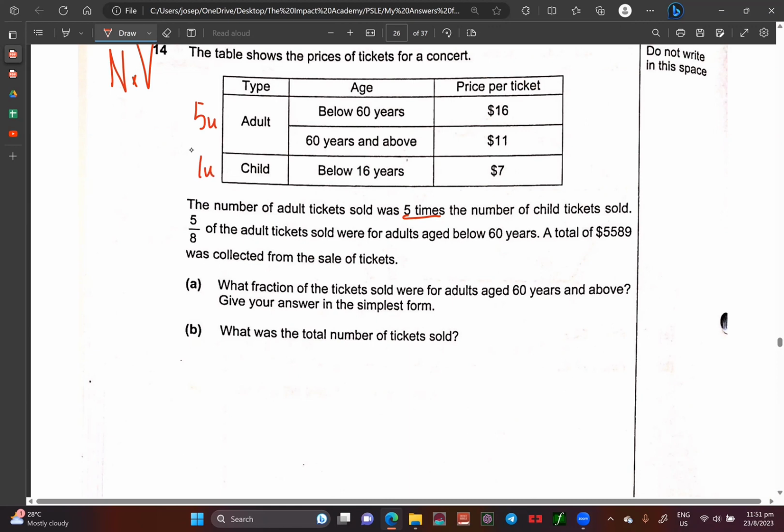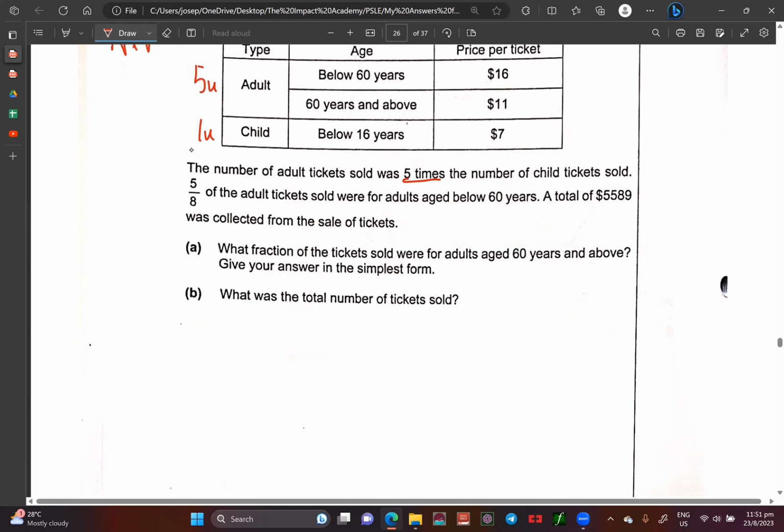Okay, now 5/8 of the adult tickets sold were for adults aged below 60 years old. Because we know that for adults, it is divided into two age groups, one that is below 60, another one that is above 60. So below 60 is 5/8, but for above 60, it will then be 3/8.